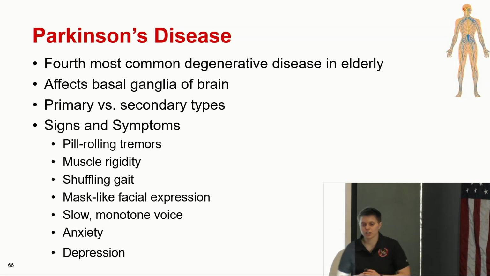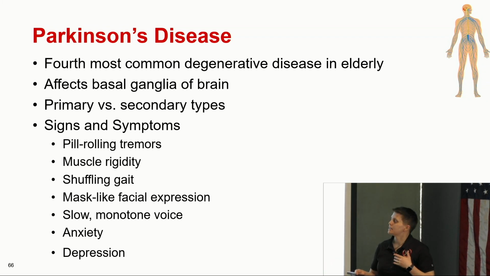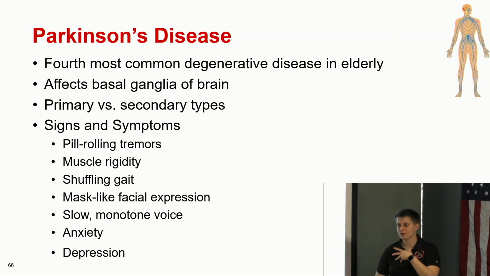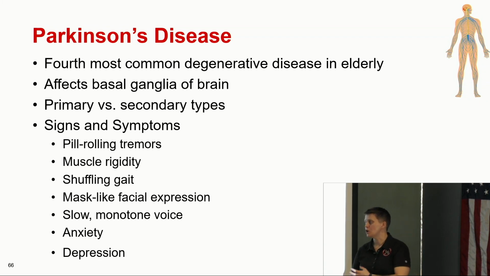Parkinson's disease is just here as a reminder, as a common chronic disease that you may encounter. It's the fourth most common degenerative disease in the elderly. It affects a certain part of the brain called the basal ganglia, which affects our ability to coordinate movement well. There are different types, but the common signs and symptoms are a specific kind of pill-rolling tremor, muscle rigidity, and a very shuffling, slow gait. They might have what we call a mask-like facial expression, so just this blank facial expression where you're not getting much from the person. A slow or monotone voice, and it can also cause anxiety and depression.